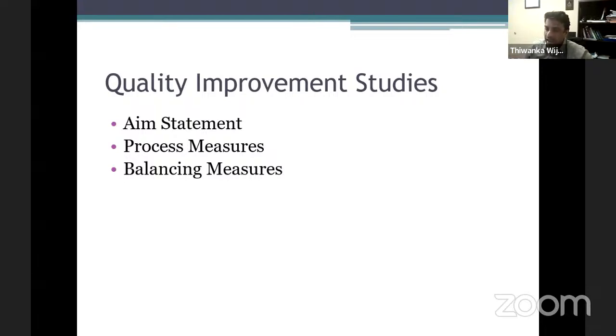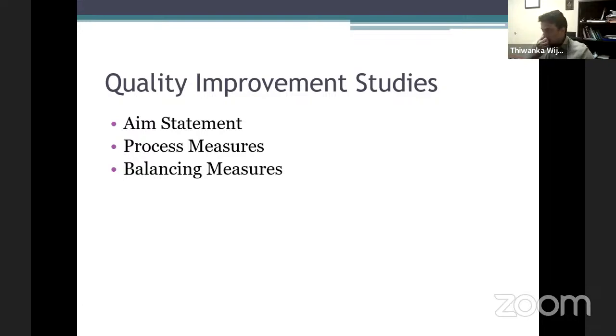So let's take this hand wash example. Let's say in your unit, the hand wash uptake is very, very low. You want to improve that from a current 20% to 80% over 6 months in your unit. You just created an aim statement for your quality improvement study. You have identified the location you want to do it, the time duration within which you want to achieve it, and you have quantified the expected improvement. You're going to improve it from 20% to 80%. So your aim statement has 3 components.